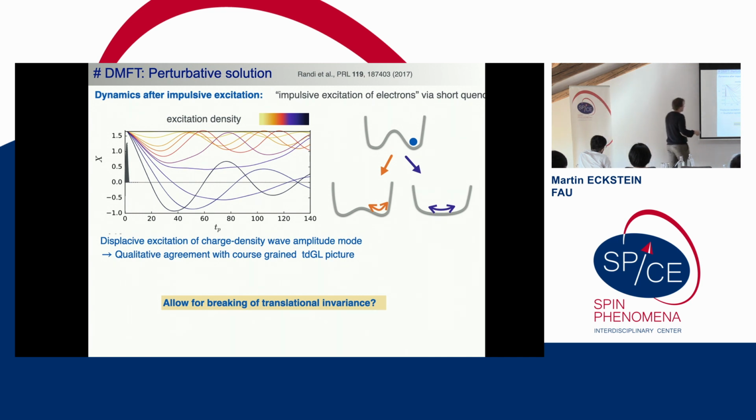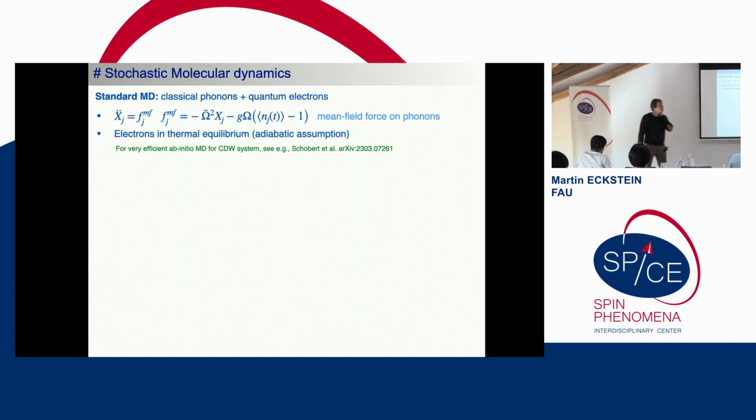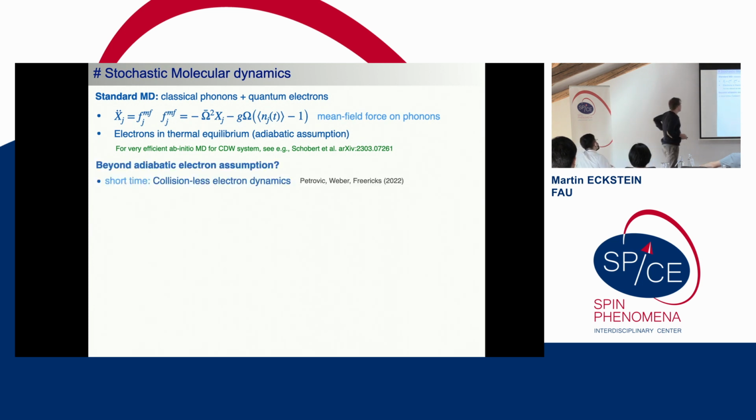But now we can ask, can we not allow the same here to break this translational invariance, and actually allow each side to have its own displacement? That also means that the electronic density has to vary. So this is more or less what you would do in molecular dynamics, if you like. One assumption you could make is that you keep the electrons in thermal equilibrium at each stage. And what we wanted to do here is go beyond this.